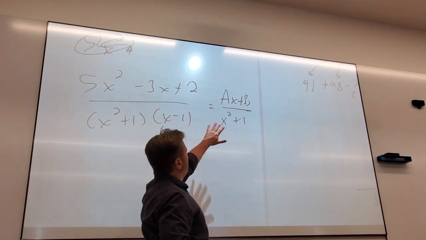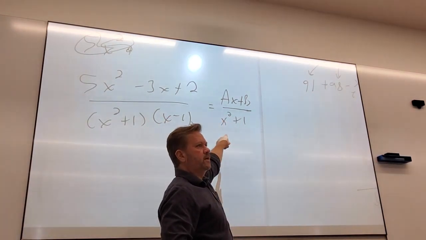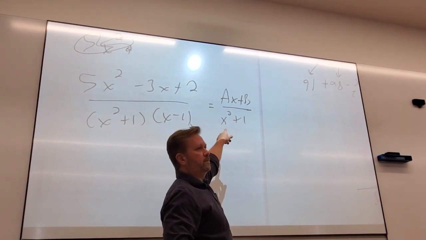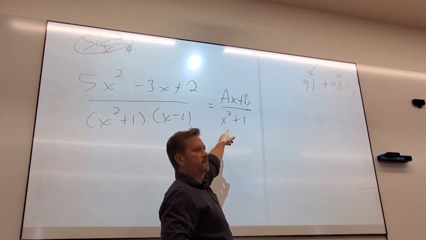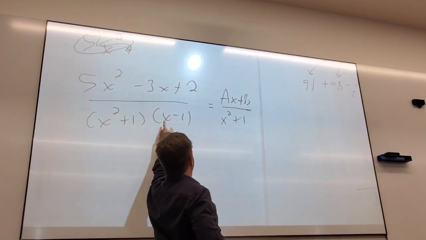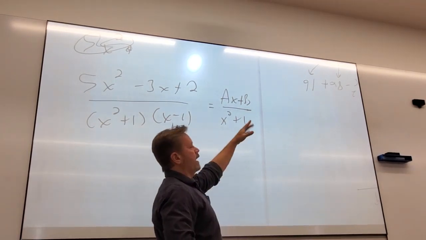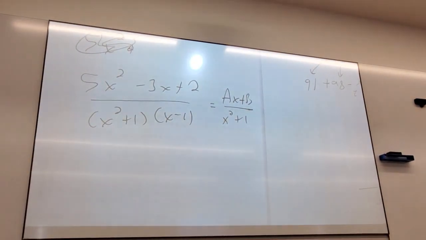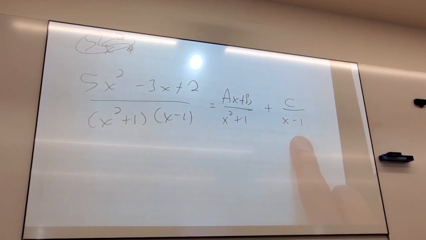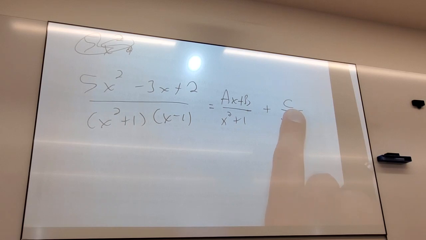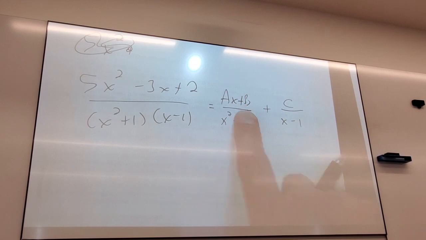If I make A and B any number at all, the bottom is going to be what? No matter what numbers I put in for A and B, what's the bottom going to be? Why would it ever become this? So I need to have another fraction that has an x minus 1 on the bottom of it. That's the only reason this would ever be this. So I already know C cannot be 0. Could B be 0? Yeah, it could be, but I don't know. It could be anything.